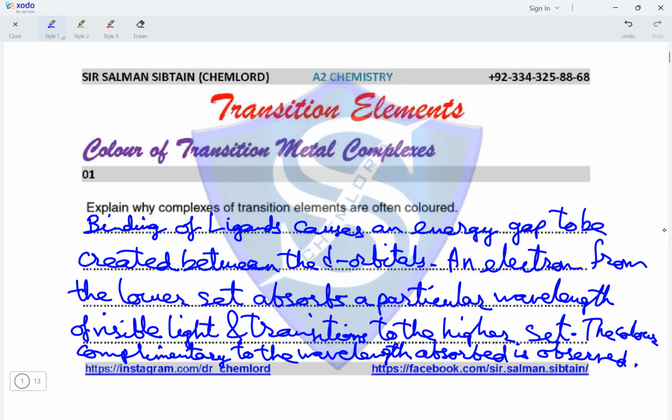So we need to remember that when ligands come and bind to the transition metal ion, the 5d orbitals that were of equal energy are now split into two sets, and electrons in the lower set absorb visible light and move to the higher set. This visible light that is absorbed has a wavelength lying in the visible region of the electromagnetic spectrum, and the remaining light that passes through the transition metal ion solution has a complementary color to the one that has been absorbed, and that is the color that is observed.